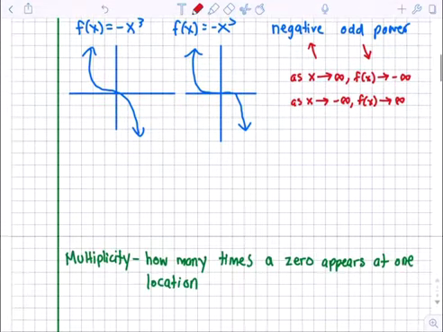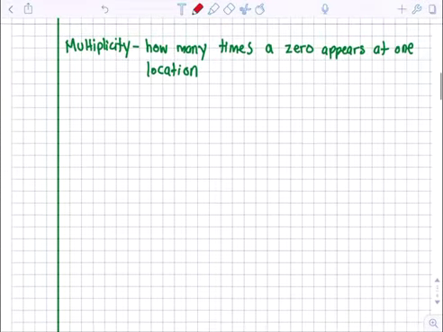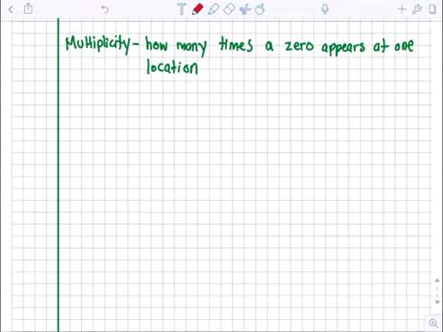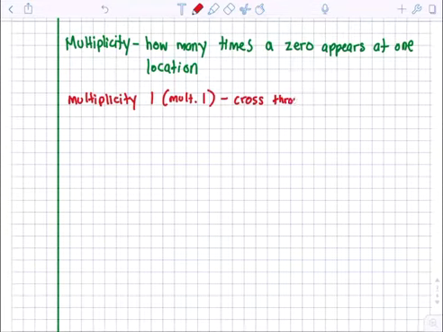So now let's look at multiplicity. Multiplicity is how many times a zero appears at one location. So if we have a multiplicity of 1, in short, we'll denote it as this. If you have a multiplicity of 1, that means the graph will cross through a zero.